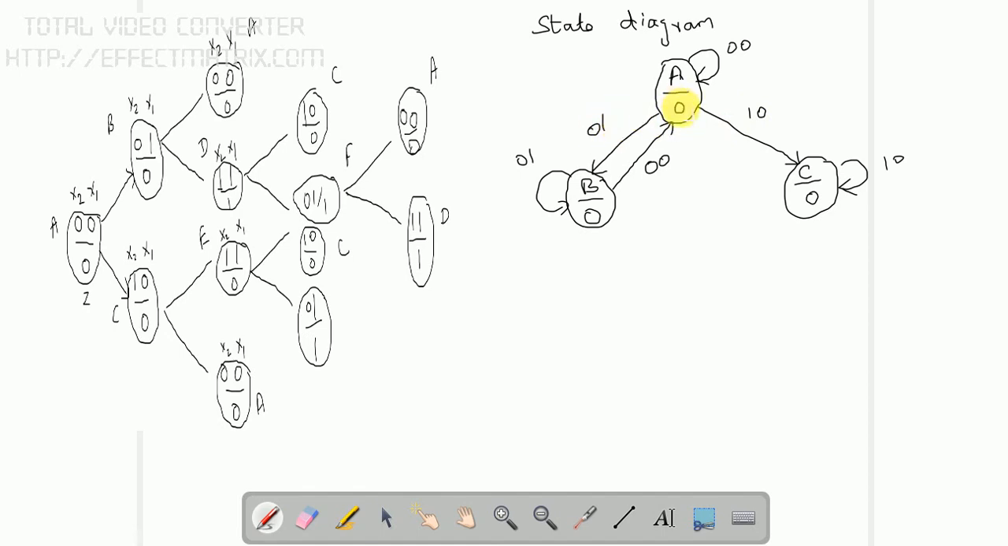So what is the output from A to B? We have 0 here for A and 0 for B. So 0 1 slash 0. Similarly, from B to A, both outputs are 0. So 0 0 slash 0. Here from A to C, both the outputs are the same. So 1 0 slash 0. So B to A is completed.